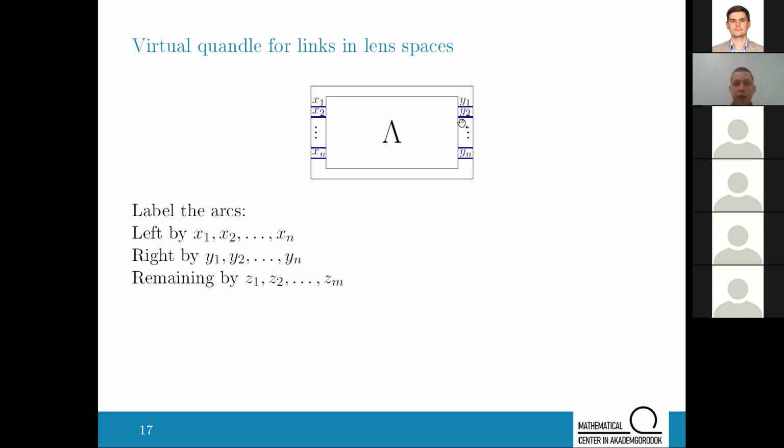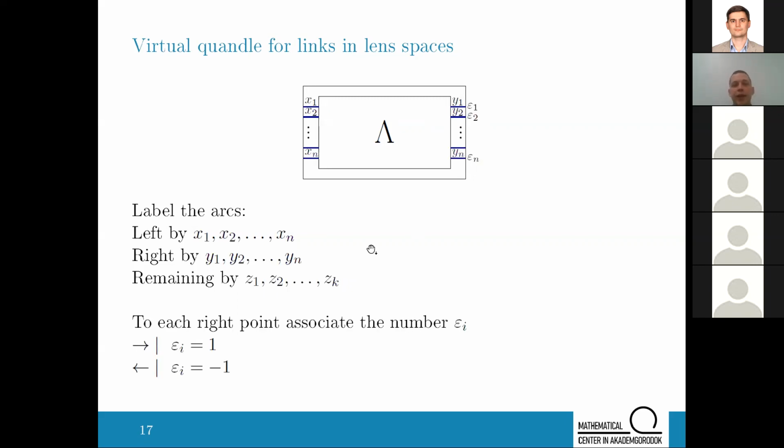Then, to every right point, here we have n points, associate a sign. If this arc looks from left to the right, then we will say that the sign is equal to 1. If the arc looks from right to the left, we will say that it has a sign minus 1. So what we have now is a diagram with all arcs labeled, and to each right point we have a sign, plus 1 or minus 1.